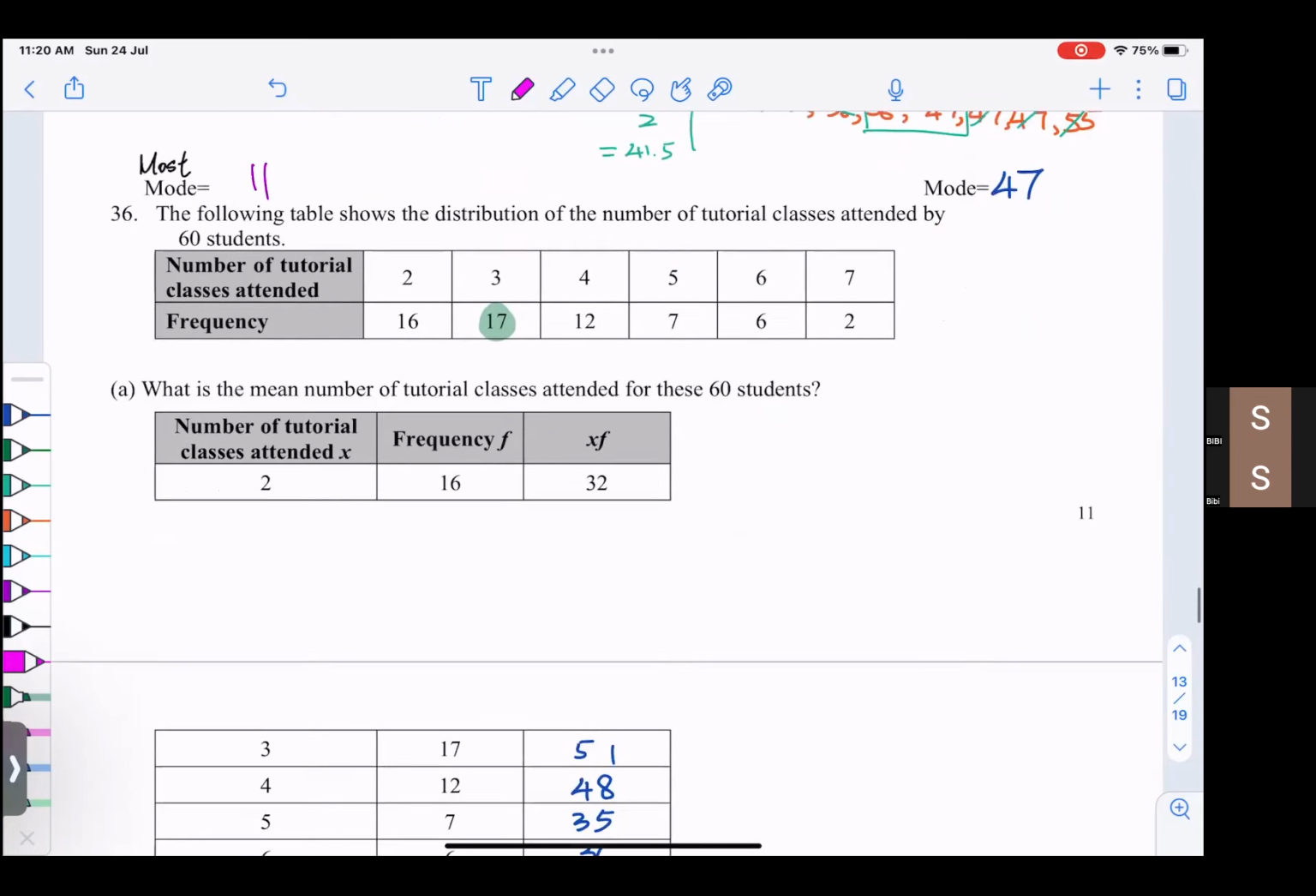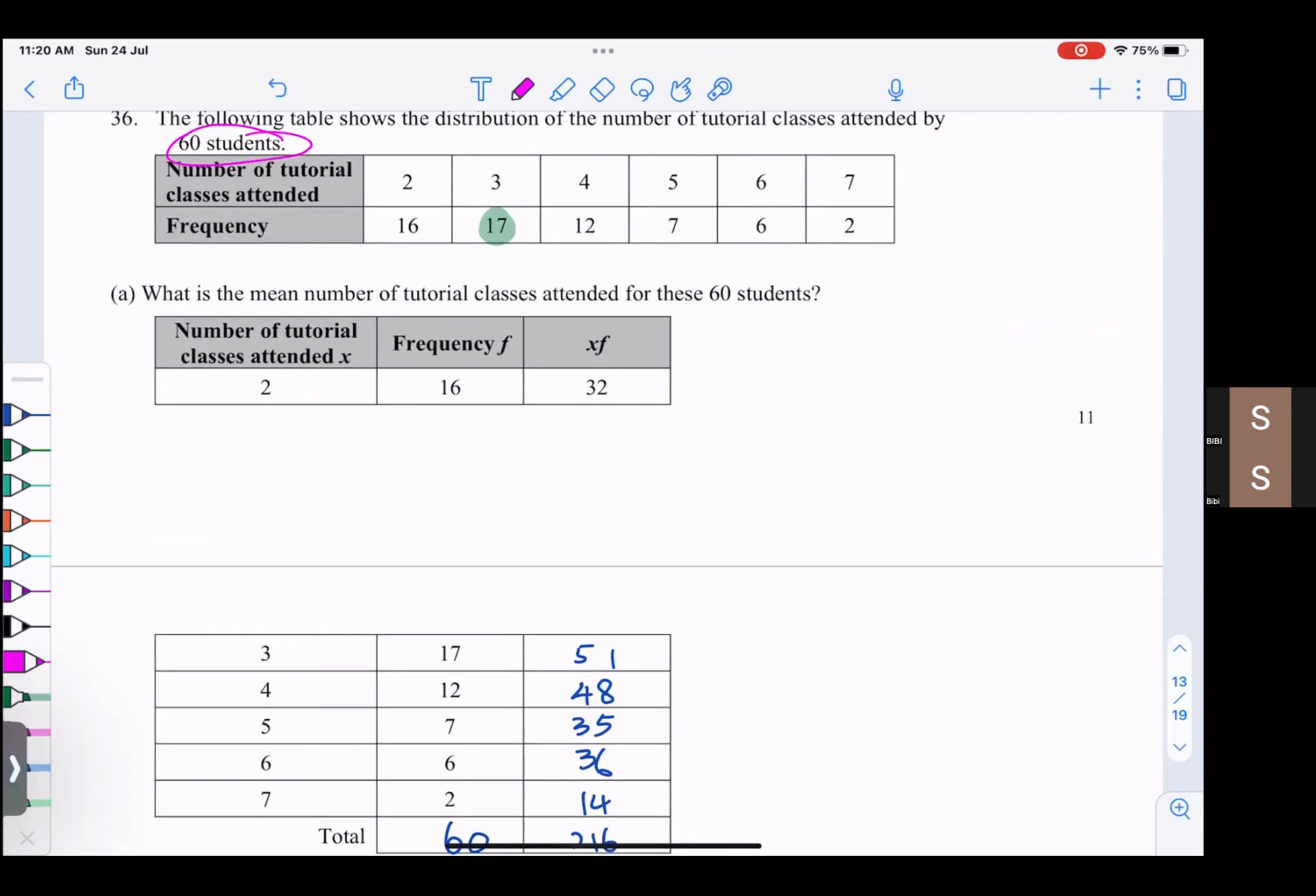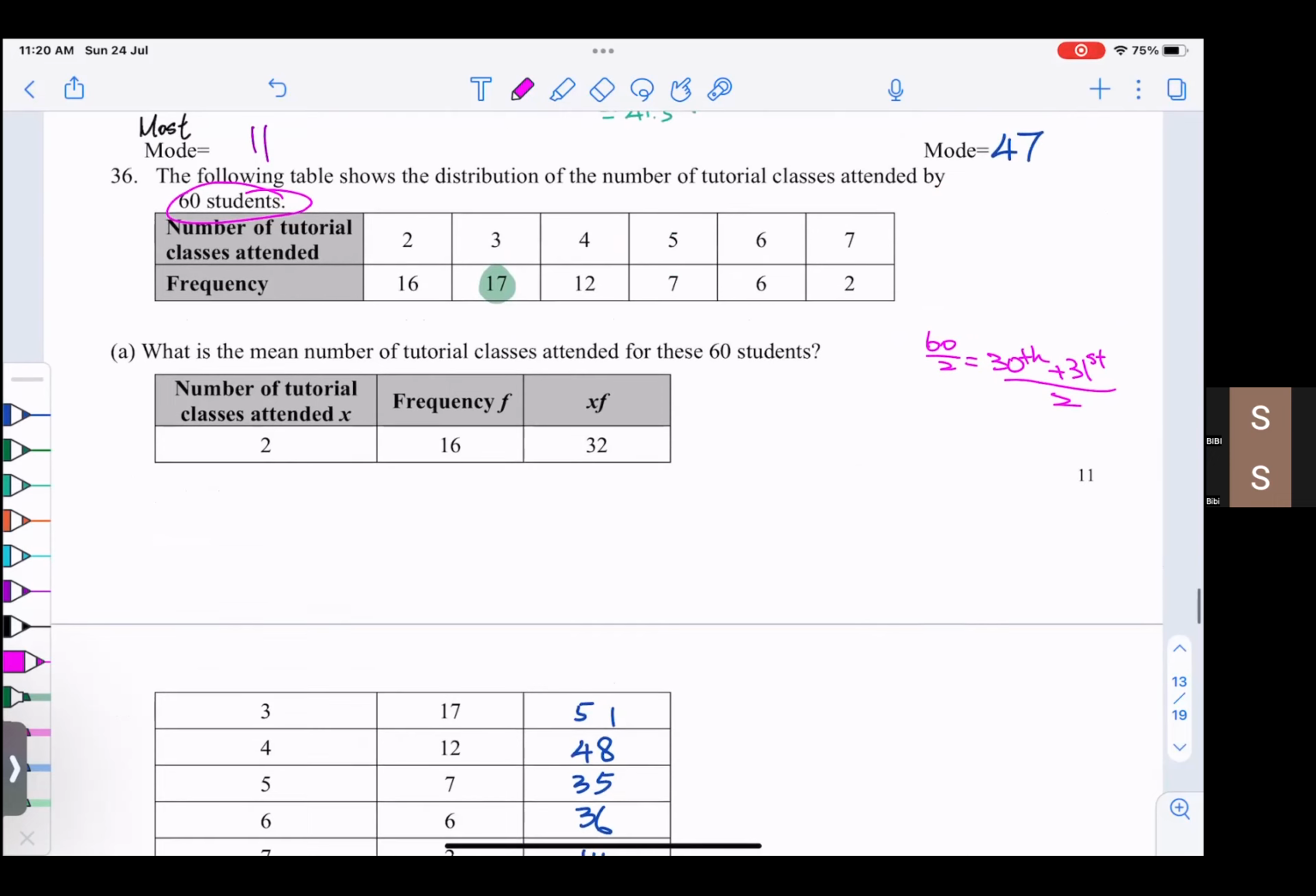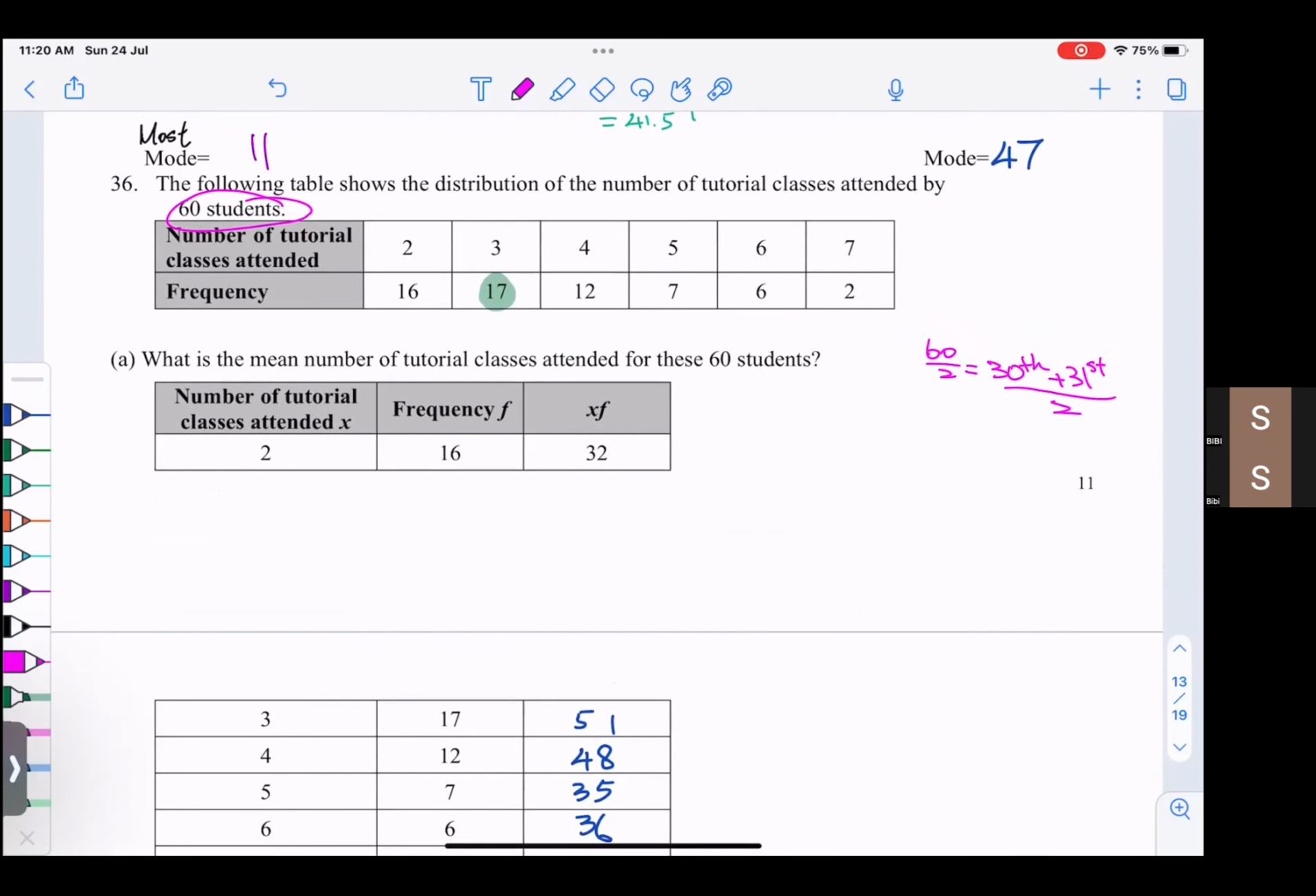Same goes here. It's 60 people in total, so 60 divided by 2 will be 30th. But we do the 30th plus the 31st divided by 2. Actually, we do the same thing, 60 plus 1 divided by 2, and then you get 30.5, which is basically between these two. But it's hard to find it that way, so we usually say 30th plus the 31st divided by 2.